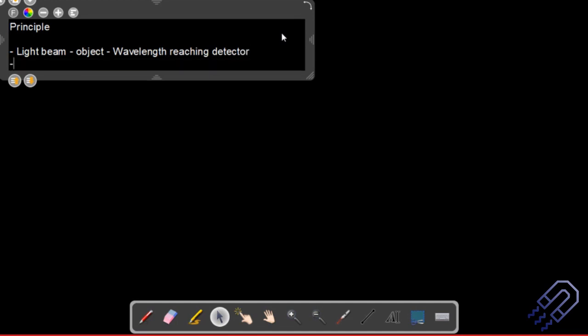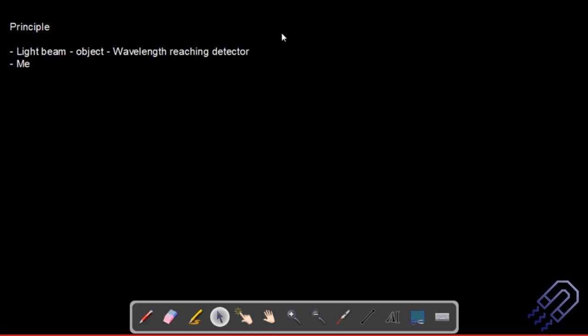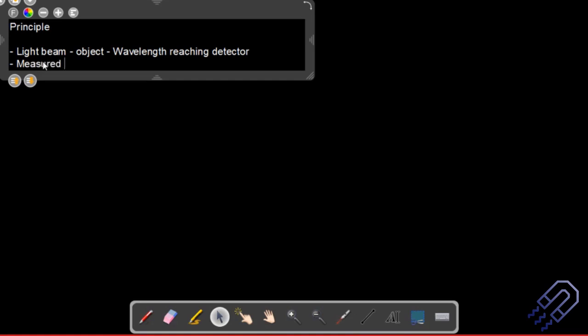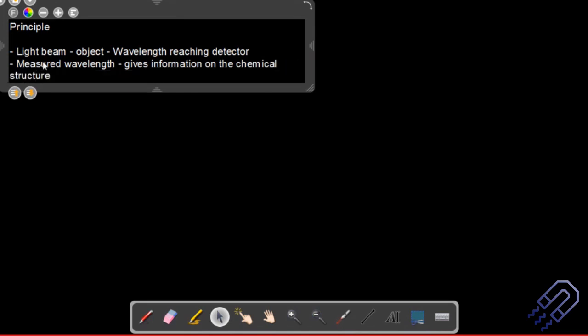And these wavelengths will be reaching the detector, and finally we'll be analyzing this. If this wavelength is measured, it will give us a lot of information. We can have information on the chemical structure, and of course the number of molecules.